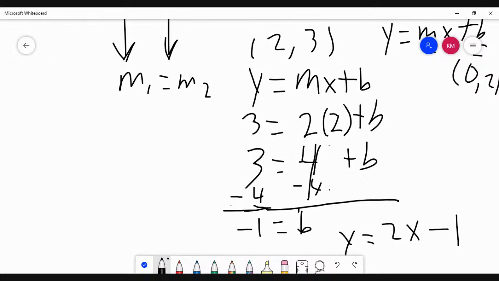So remember, when it comes to your y equals mx plus b, the plus is interchangeable with a minus, because if your b is negative, then it's going to be -1. If your b is positive, it's going to be a +1 or a +5. Any questions on parallel lines?